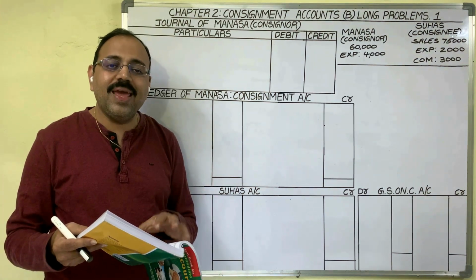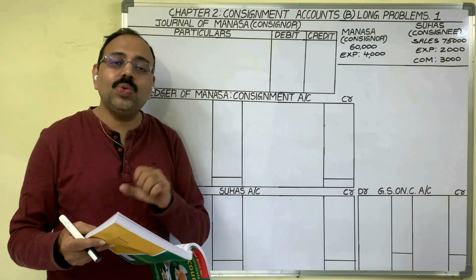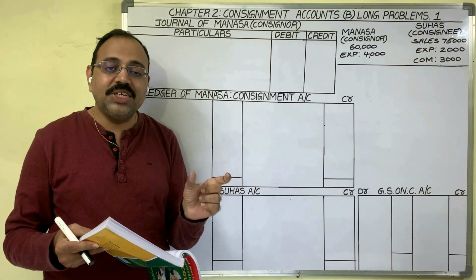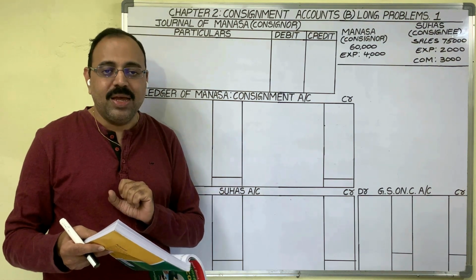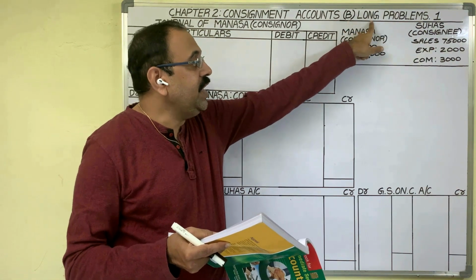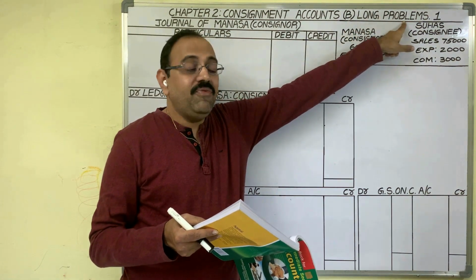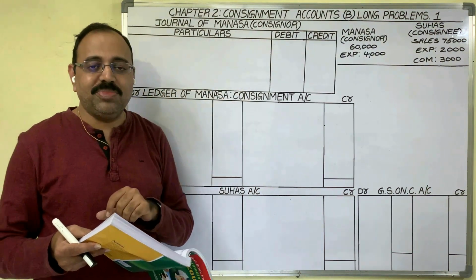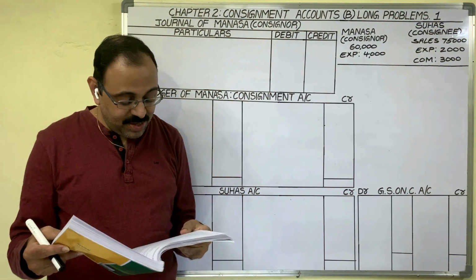In the textbook, the questions are classified into two groups: Section A, short problems, and Section B, long problems. I am taking this first problem from Section B, that is long problems. When we complete long problems, then you can understand short problems. Let us see the question.